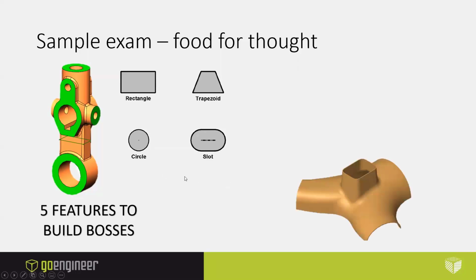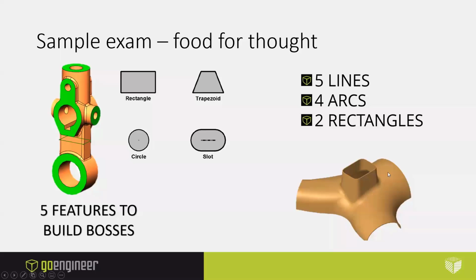Another example that I like to show is this heat shield. I point out when I teach the training classes, this is not a simple part. There's no real flat faces. Everything's either got a draft angle or it's curving. But if we actually break this down, if I look at the sketches, all the sketches together make 5 lines, 4 arcs, and 2 rectangles. That's all we have to do to create this part.